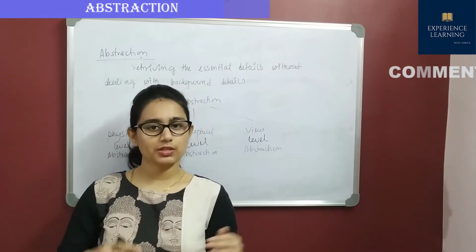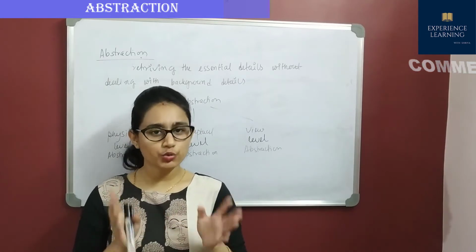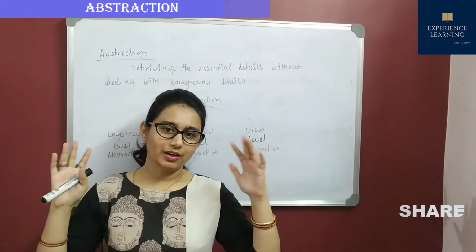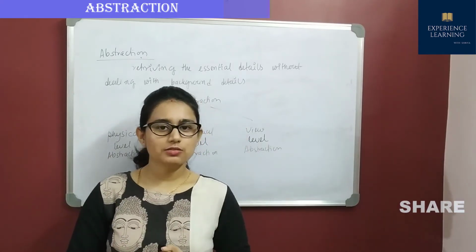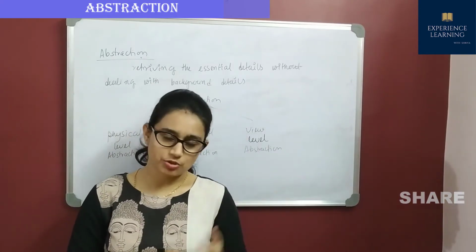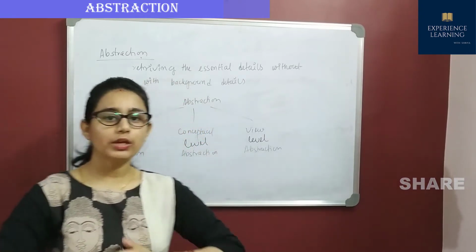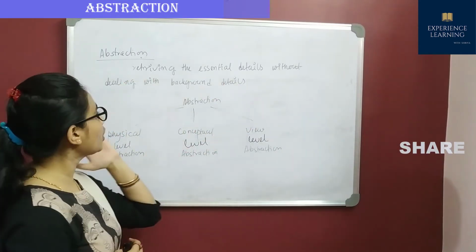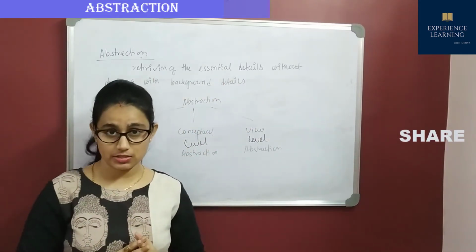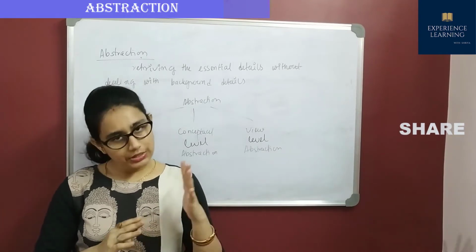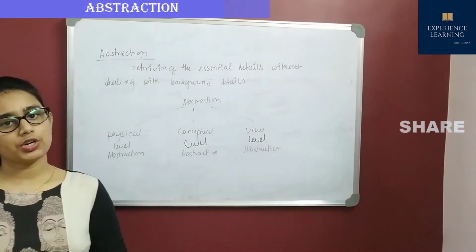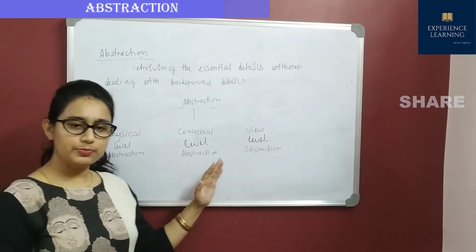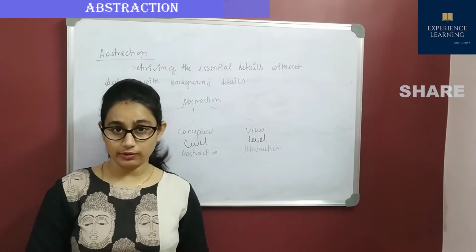Or if one person is driving a car, he knows how to drive, but he is not actually interested in the background, I mean the mechanism of the car. So abstraction is just like this: retrieving the essential details without dealing with the background details. This is abstraction. Generally in the real world, abstraction has 3 levels. One is the physical level, next is the conceptual level, and last is the view level.